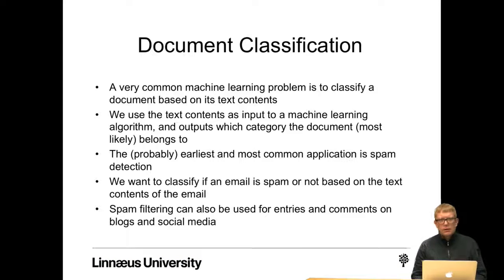Text classification, or document classification, is a very common machine learning problem where we classify a document based on its text contents, or a subset of it, such as the abstract of an article. We use the text contents as input to a machine learning algorithm, which outputs which category the document most likely belongs to. Probably the earliest and most common application is spam detection. We want to classify if an email is spam or not based on the text contents of the email. Spam filtering can also be used for entries and comments on blogs and social media, etc.